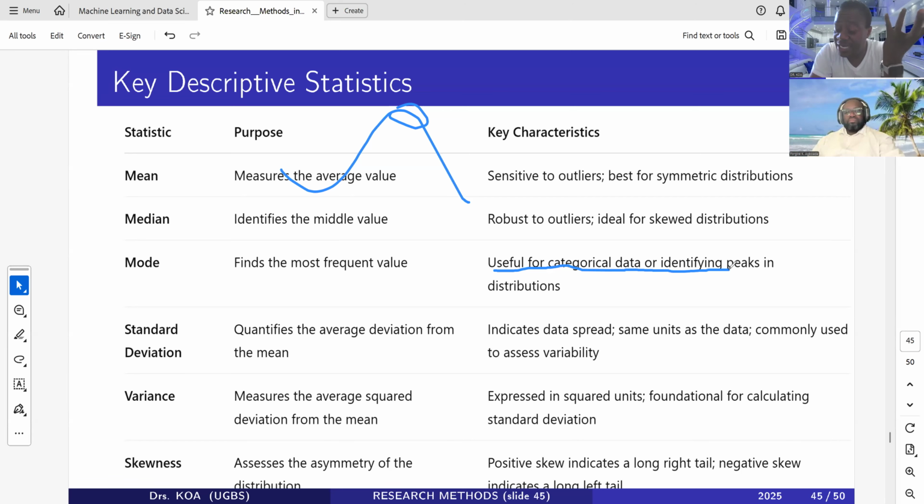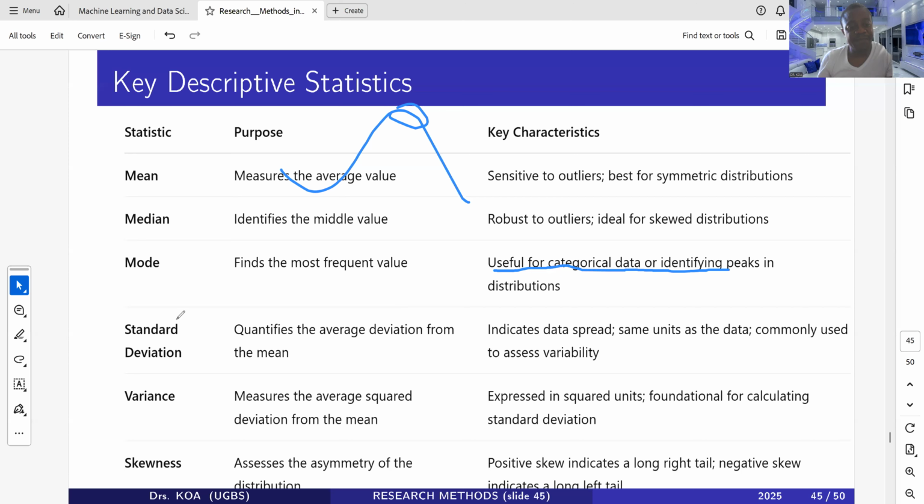Categorical data are data that are not numerical. So if you want to know the peak in distributions, if you know how a particular data set is distributed, the mode is very powerful. Very, very powerful. What is it that is making this particular number consistent? The mode will do that magic for you.